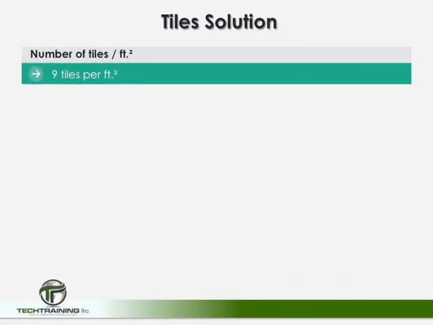So here, the first thing we want to do is determine the number of tiles to cover 1 square foot. And the answer is 9 tiles per square foot. They're 4-inch tiles, so it would be 3 in each direction.